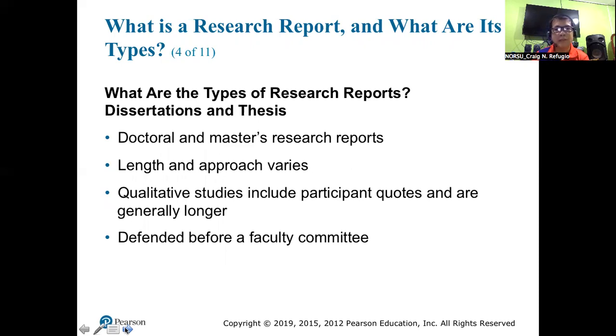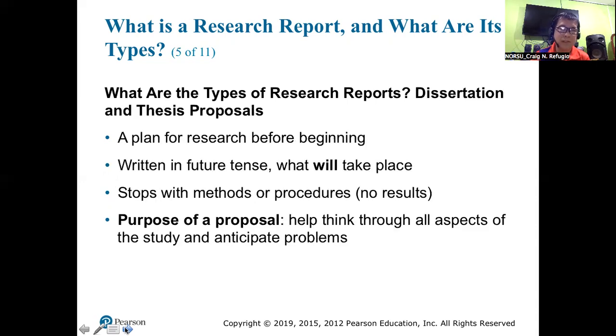For doctoral and master's research reports, length and approach vary. Qualitative studies include participant codes and are generally longer, defended before a faculty committee. So all theses and dissertations that have been completed should be defended in a final defense, and the committee is composed of experts for that certain dissertation or proposal, in both research proposals and completed dissertations or theses.